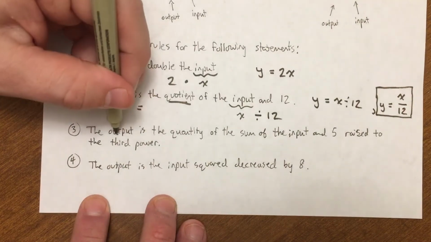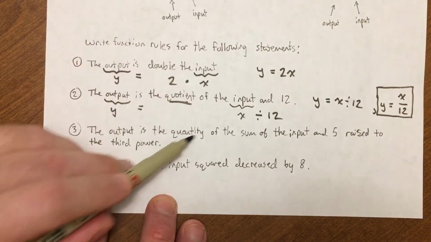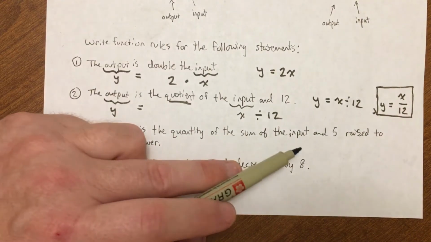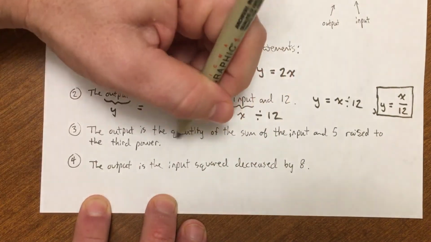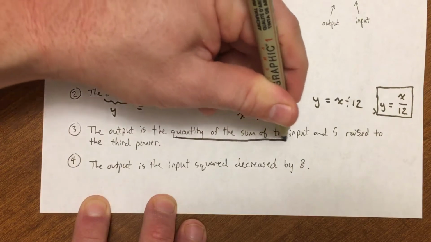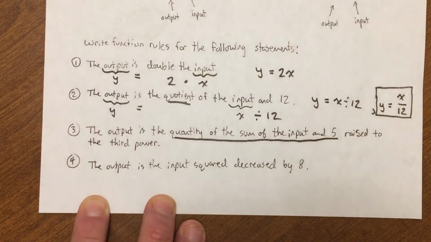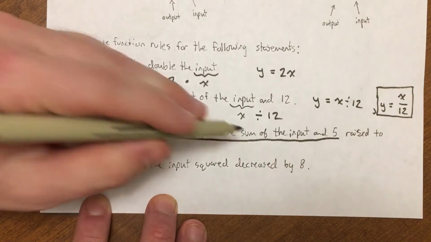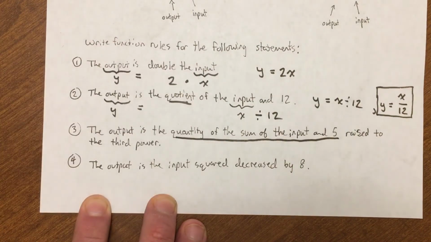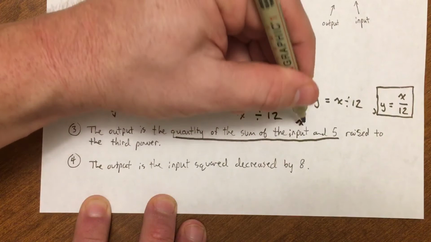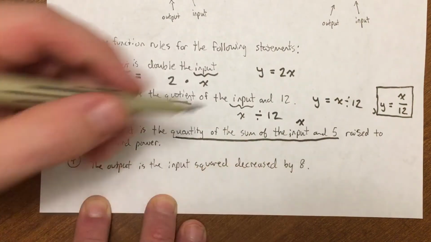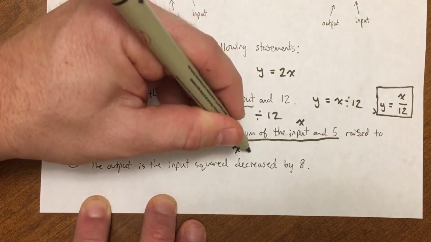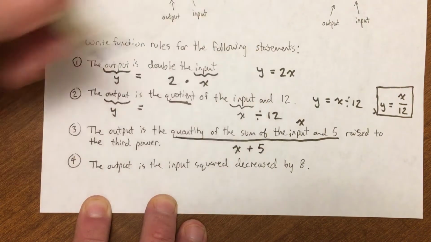So we have the output is the quantity of the sum of the input and 5. Now this sounds like a very complicated statement, so let's tackle this part first: the quantity of the sum of the input and 5. Well, sum means addition, and we have our input variable x over here. So we're going to add x and 5 together.